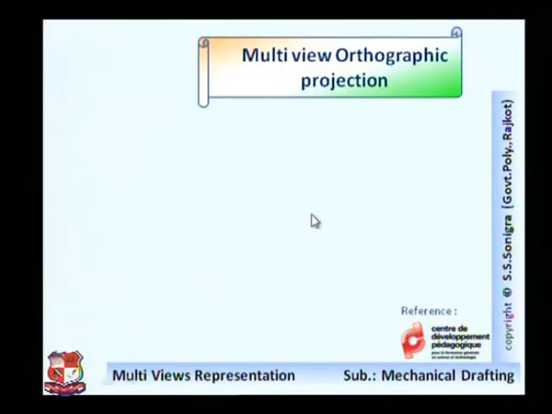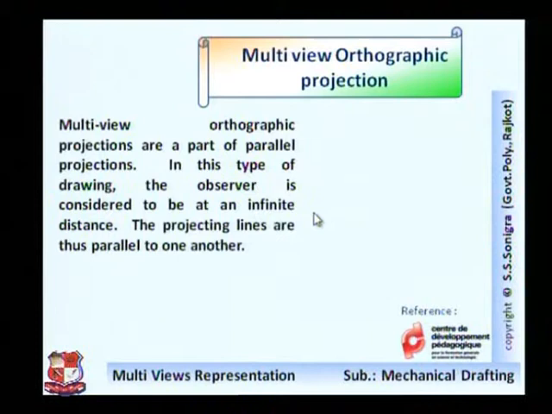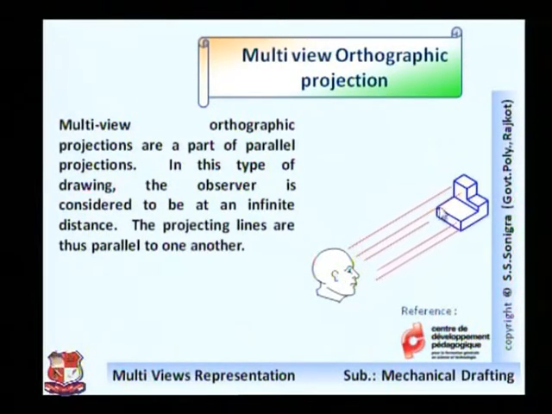Now next, multi-view orthographic projection. What is multi-view orthographic projection? So multi-view orthographic projections are a part of parallel projections. In this type of drawing, the observer is considered to be at an infinite distance. The projecting lines are thus parallel to one another. Suppose this is an observer, this is an object, and these are the lines. Actually, these lines may not be parallel to each other. Definitely these lines will not be parallel to each other, because we are not looking at this object from infinite distance.